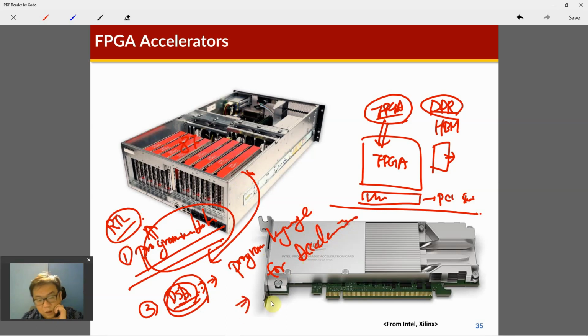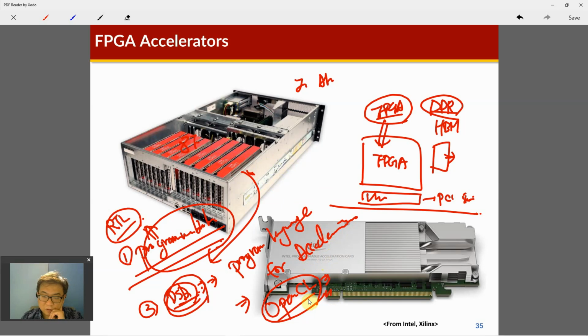So actually, there are two big companies for FPGA, Intel and Xilinx. Intel is the Altera, and then Xilinx. These manufacturers use OpenCL for programming the code that runs on this FPGA type accelerator.